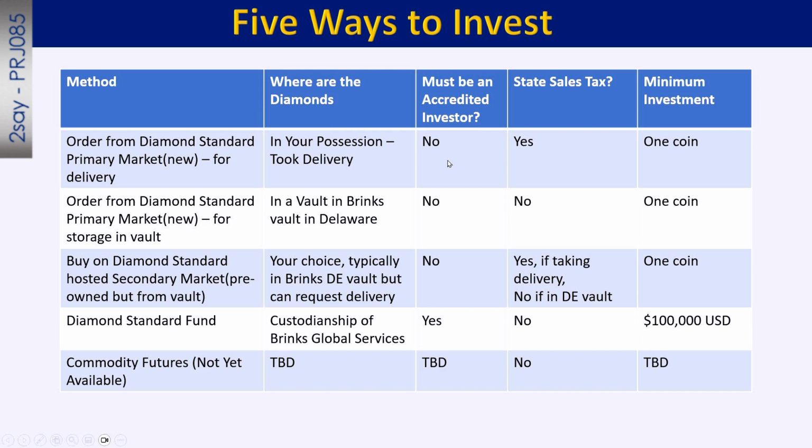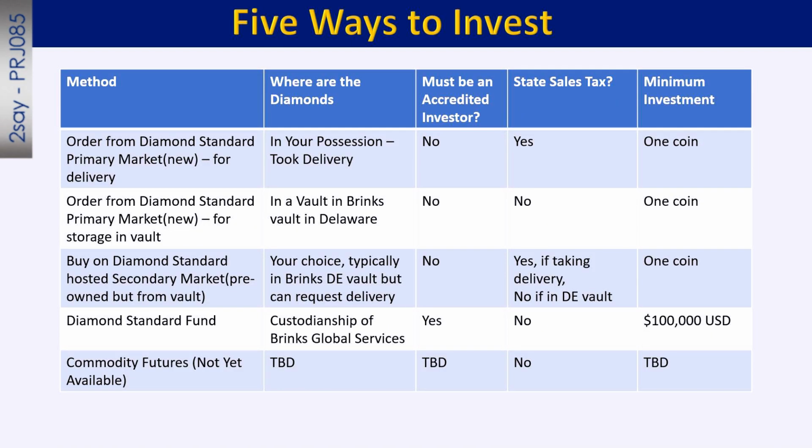Do you have to be an accredited investor? Remember, this is a legal term that says you have a certain amount of assets or some other qualifications that show you know about investments. Well, if you're buying a coin, it's worth 5,000 some dollars, and the government doesn't require that you be a millionaire or be a stock trader or whatever. They'll allow anyone to make the purchase.